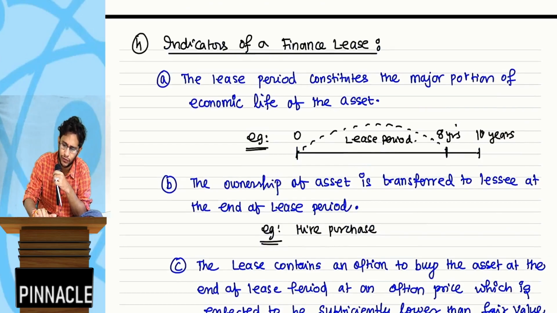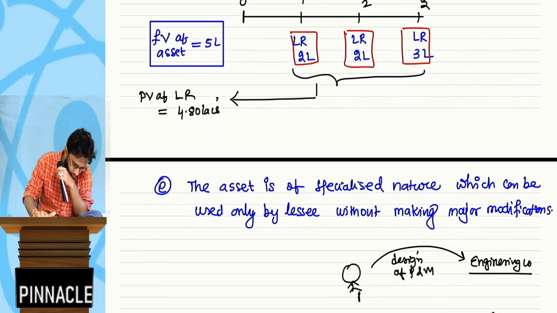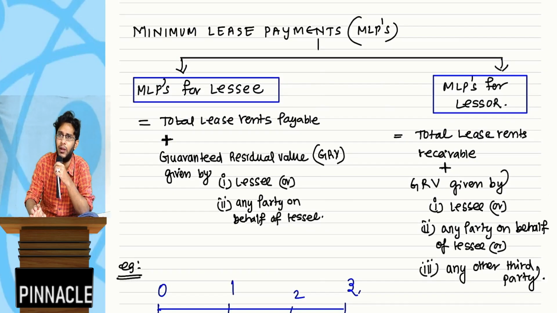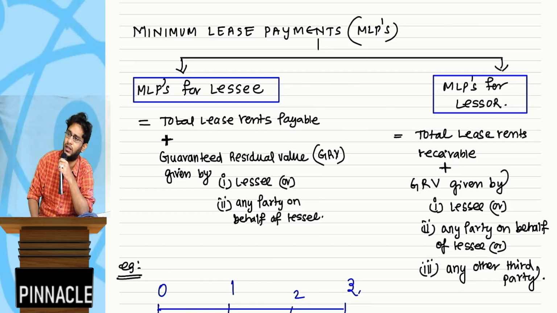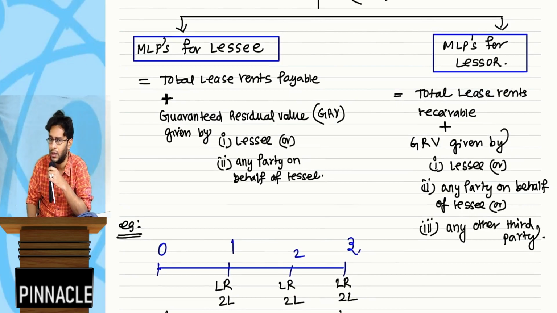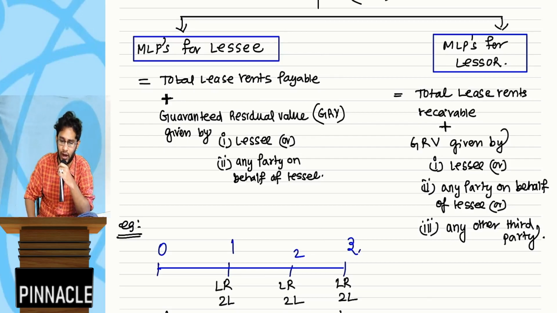Now, if you have to do finance lease accounting, there are certain definitions you need to understand. The most important one is MLPs, which stands for minimum lease payments. The calculation is total lease rents payable by the lessee to the lessor, plus guaranteed residual value. The lessor has the same definition, with no change, except that the guarantee can be given by either the lessee, a party on behalf of the lessee, or any other third party. For the lessee these are outflows, for the lessor that is inflow. And listen, when you are talking about MLPs, you are not going to do any discounting. Straight away you have to add.